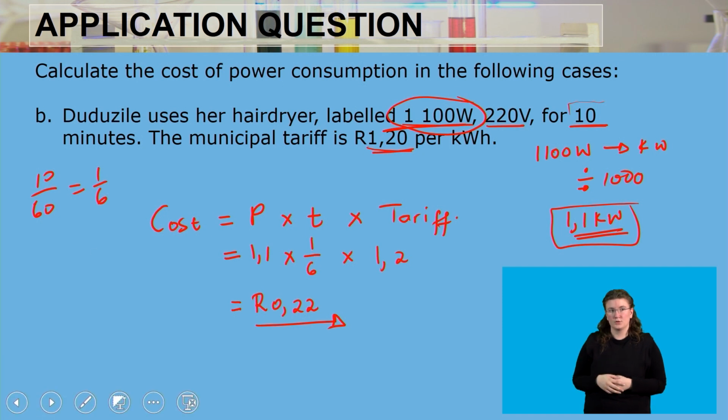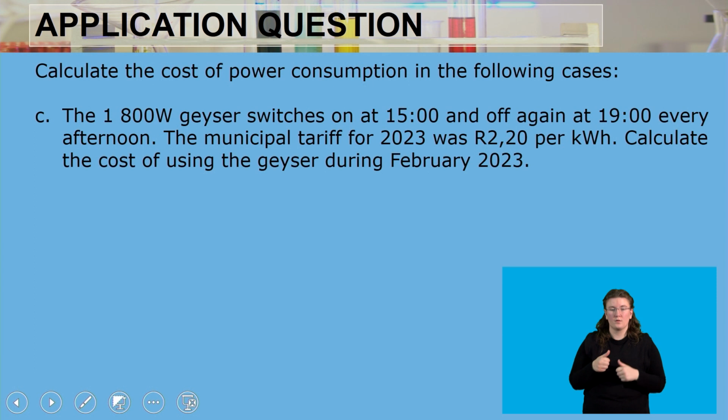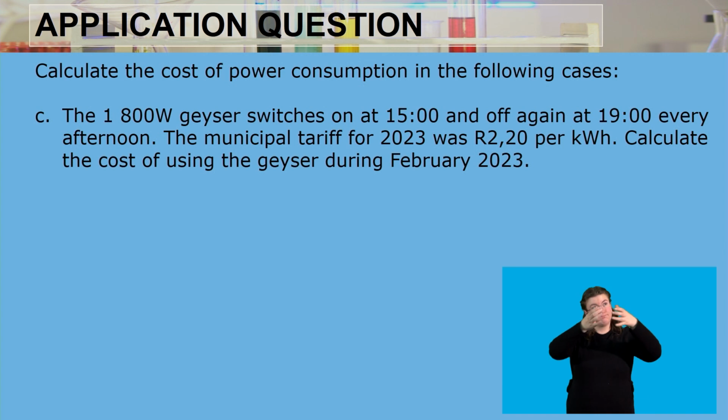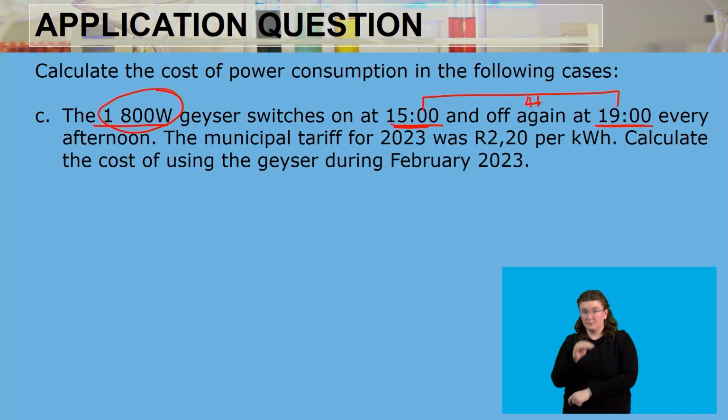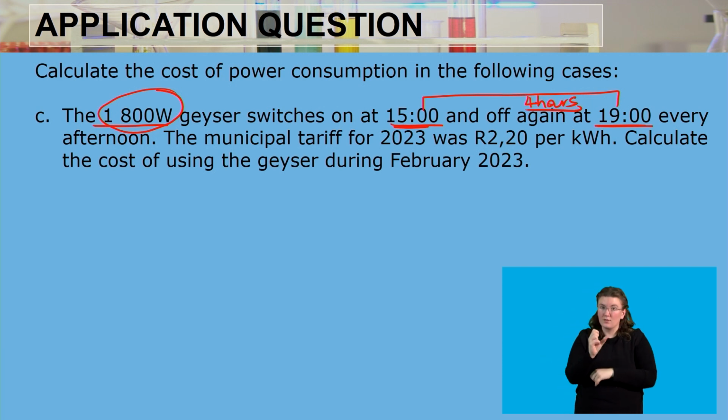So the next question now, still in keeping with the cost of power consumption, we are told that we have a geyser that is rated at 1,800 watts, and remember again, this must be converted to kilowatts. It switches on at 3 o'clock and switches off again at 7 o'clock. So if you count from 3 o'clock to 7 o'clock in the same day, it is going to be 4 hours. So that means this geyser is in use for 4 hours. So that happens every afternoon.